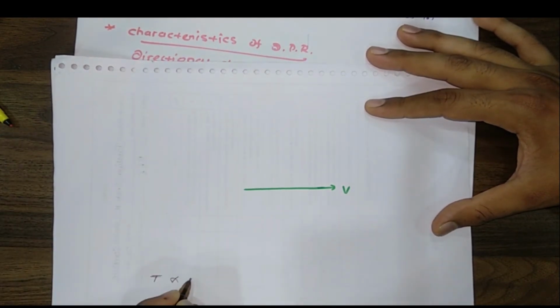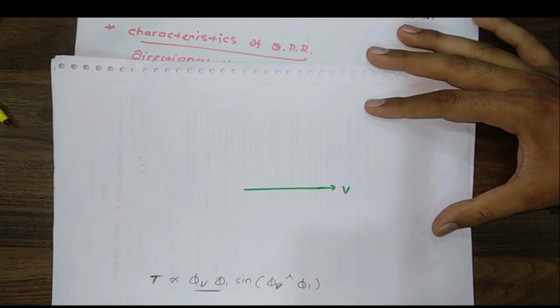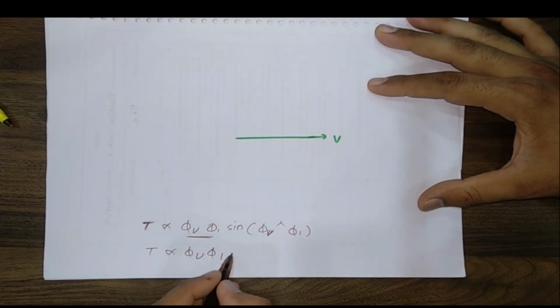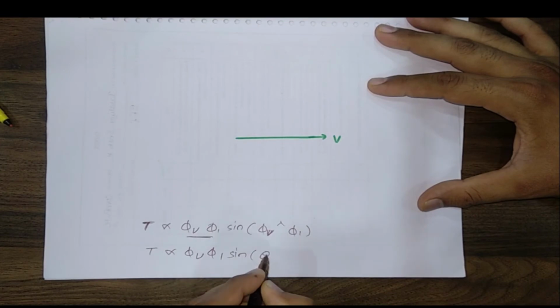Torque is proportional to what? There are two fluxes, phi V and phi 1, and the sine of the angle between these two. Fine. So we can write the torque is proportional to phi V phi 1 sine of theta plus phi.